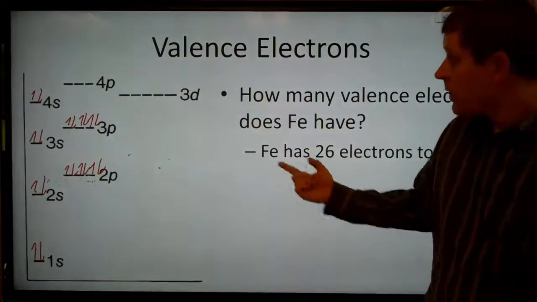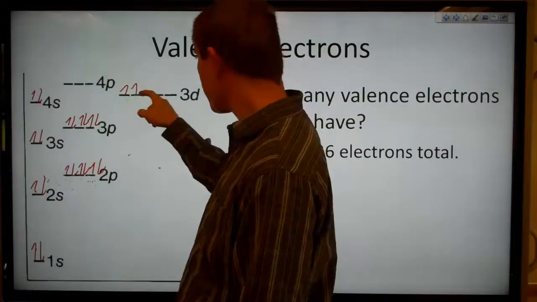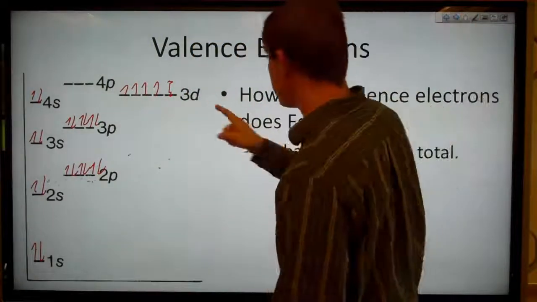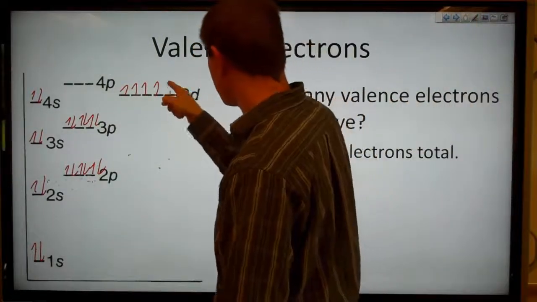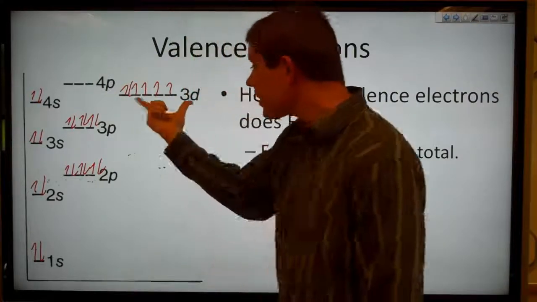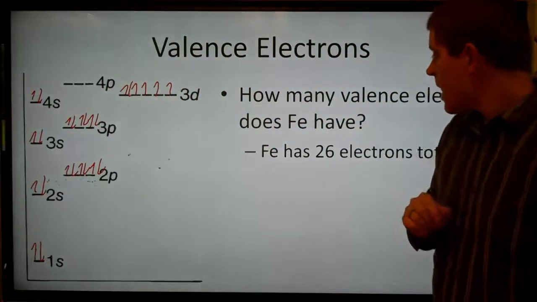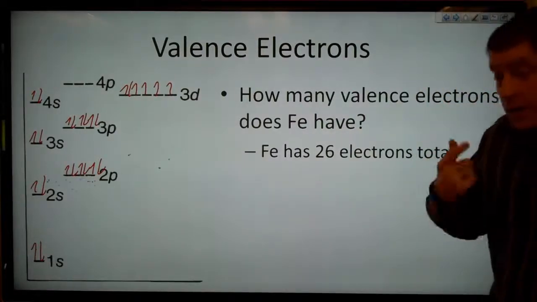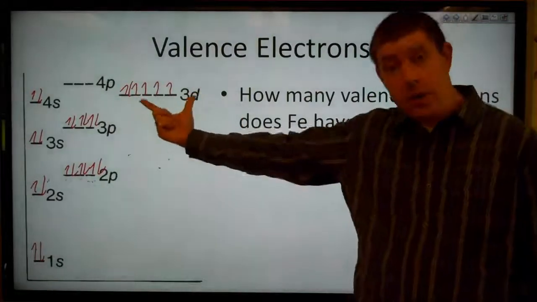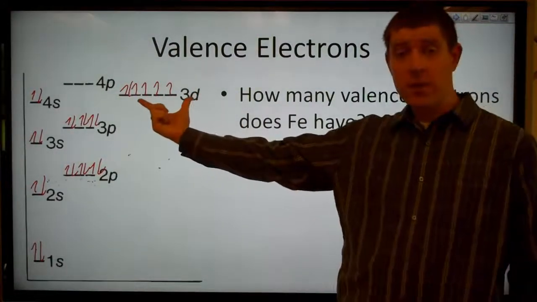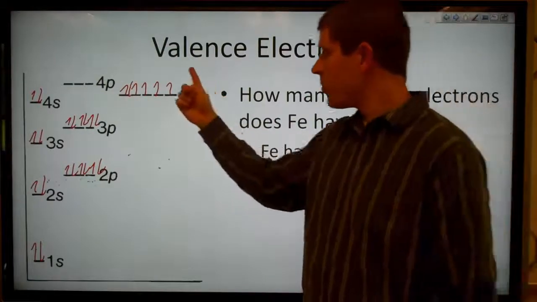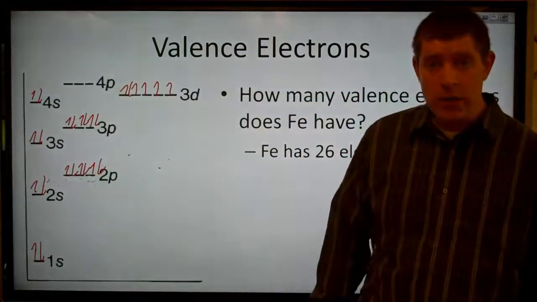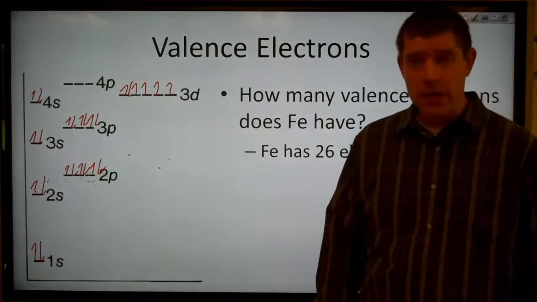We still need 6 more. So let's put them into the 3d. So we've got 6 electrons in the 3d. And let's see. How many valence electrons do we have? Now, the last electrons we put in went into the 3d. So again, you might be tempted to say 6 valence electrons. Or you might be tempted to say, well, 3d, and so 6 plus 6 plus 2, so 14 valence electrons. But that's not how many valence electrons iron has.